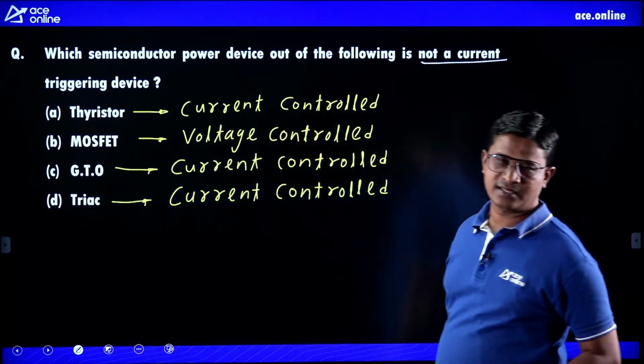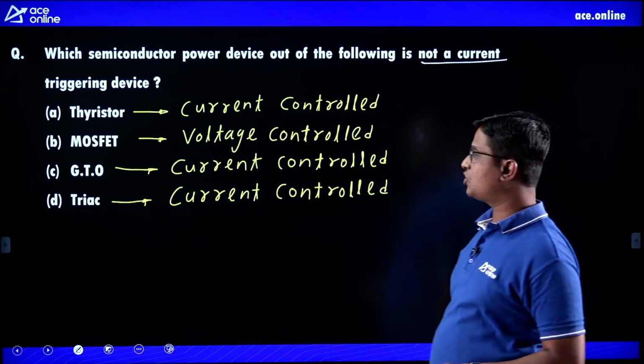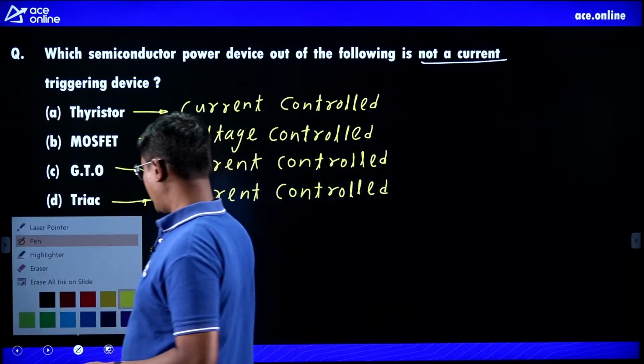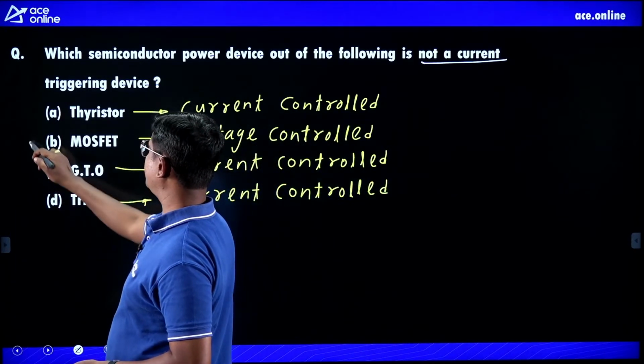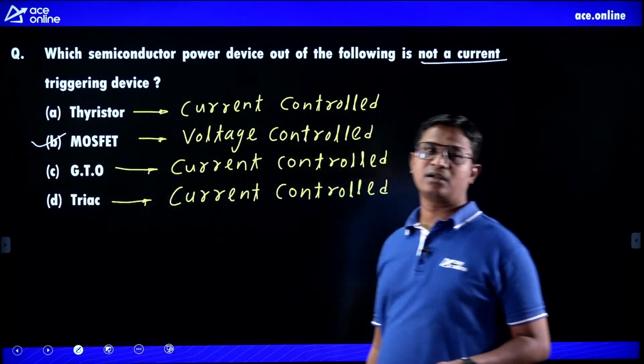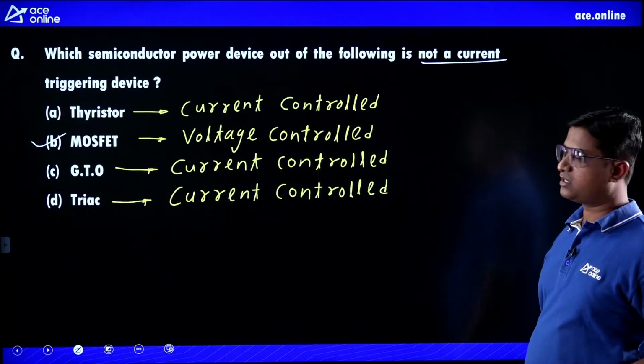So if you check, he is asking which of the following is not current controlled. So the answer should be option B. MOSFET is not current controlled. Okay, MOSFET is not current controlled.